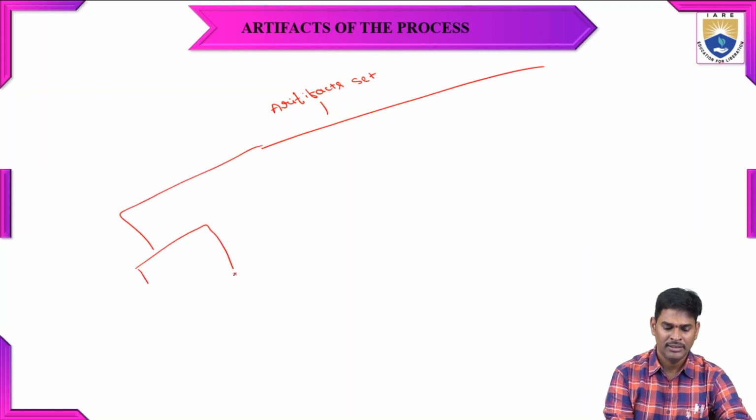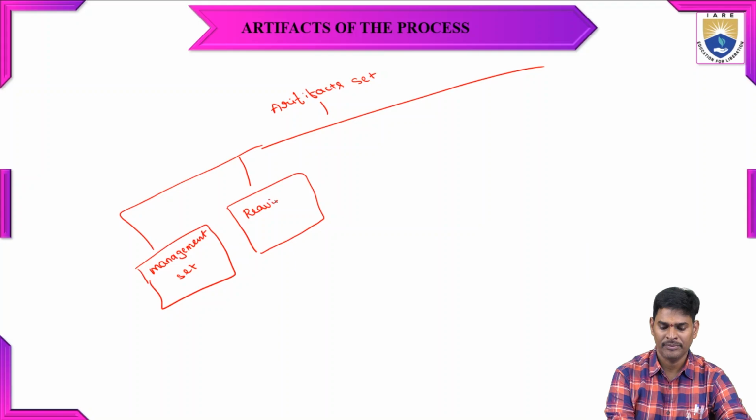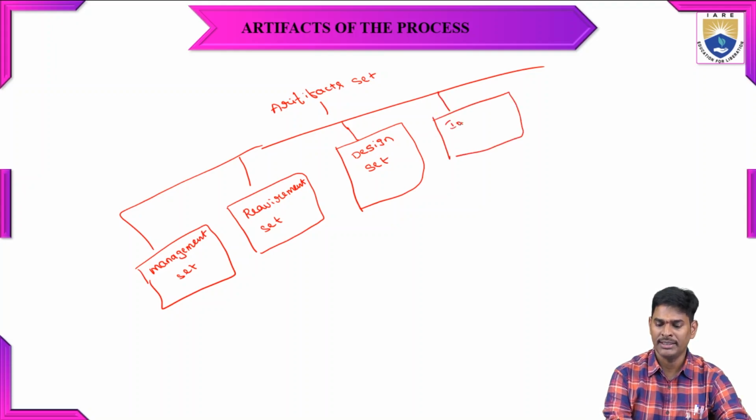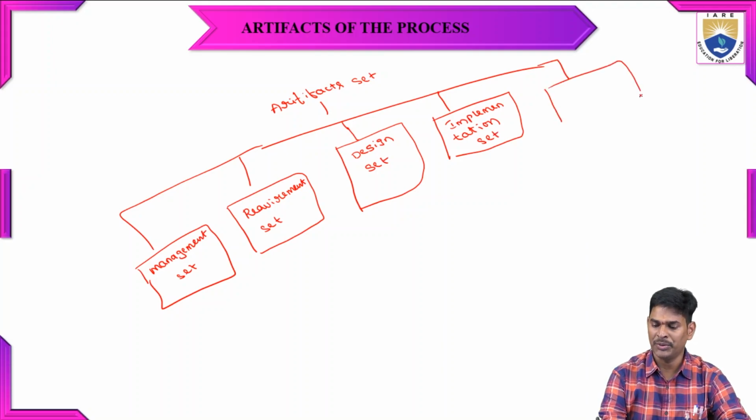First one is the management set, and the second one is the requirement set. The third one, which is very important for designing, is the design set. The fourth one is the implementation set. And the last set, which we are going to discuss today, is the deployment set.